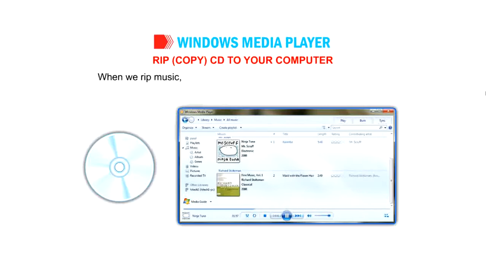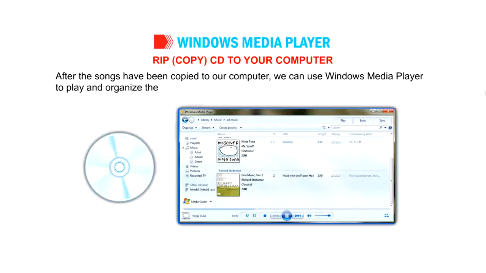When we rip music, we are copying songs from a CD to a computer. After the songs have been copied to our computer, we can use Windows Media Player to play and organize the songs, create playlists, and copy music to a portable device.